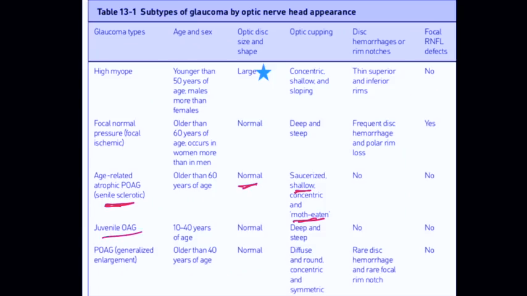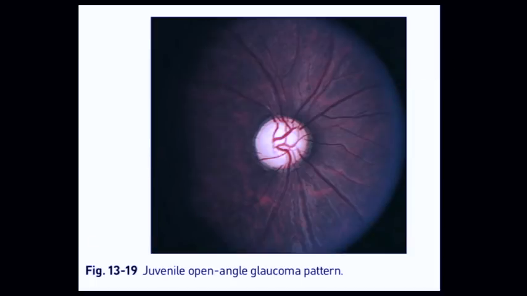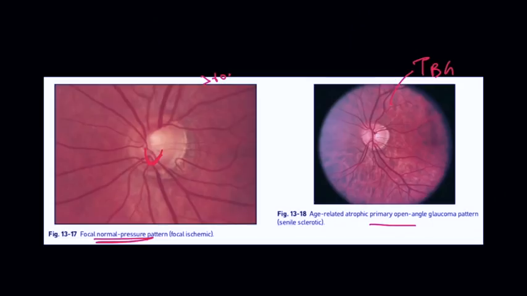The more important, more characteristic is the juvenile open angle glaucoma pattern, where it's seen in the 10 to 40 years of age, or the juvenile age group or a younger age group, where they have deep and steep cups, as we can note here. We can see an advanced glaucomatous damage in this cup, almost 0.9 to 0.95 glaucomatous damage is there. You can see very deep and steep cups here as well.